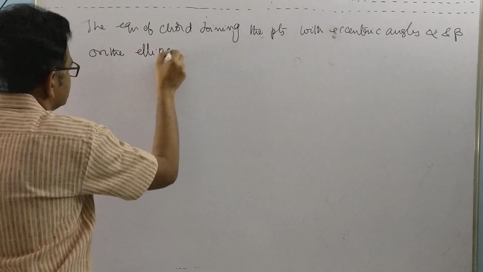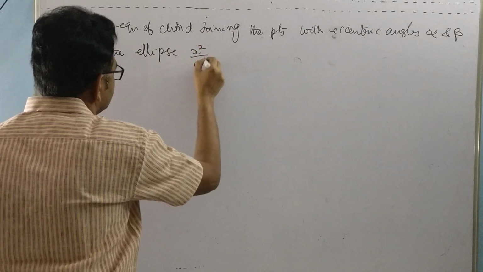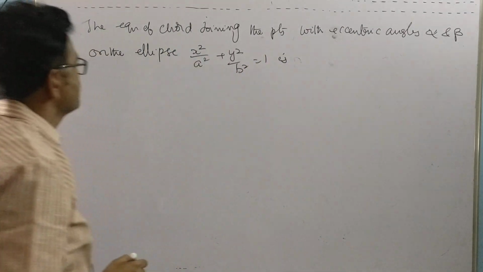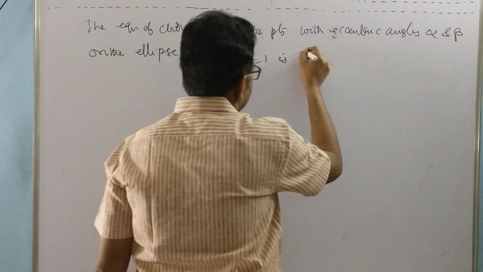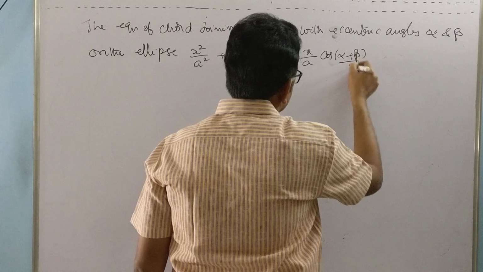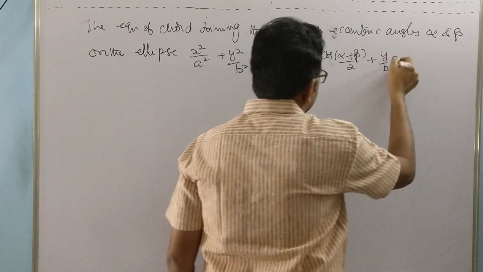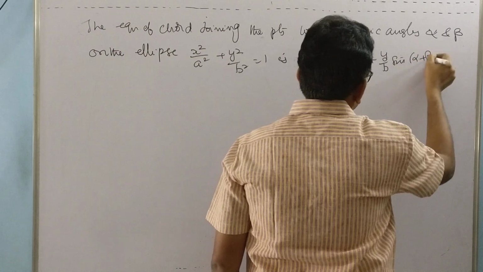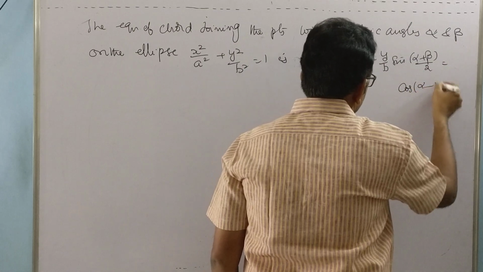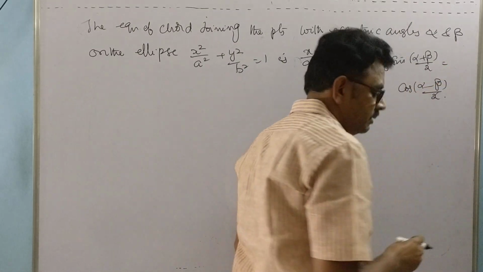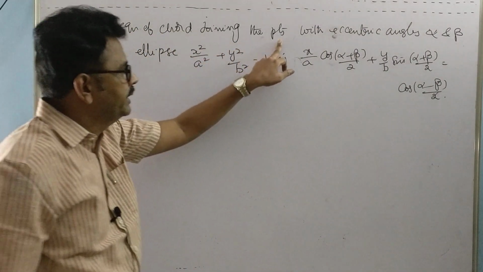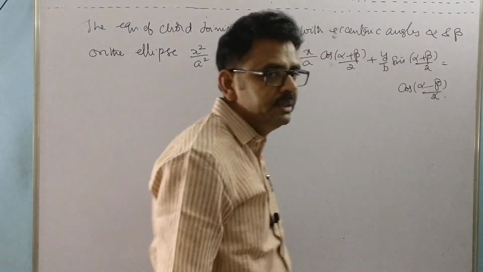On the ellipse x square by a square plus y square by b square equal to 1, the equation is x by a cos of (alpha plus beta) by 2 plus y by b sin of (alpha plus beta) by 2 is equal to cos of (alpha minus beta) by 2. This is the equation of the chord joining the 2 points with eccentric angles alpha and beta.